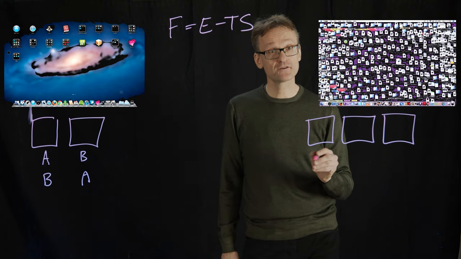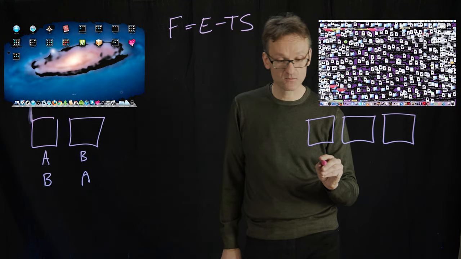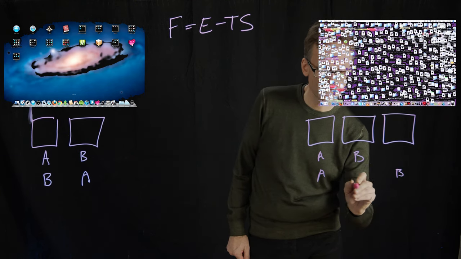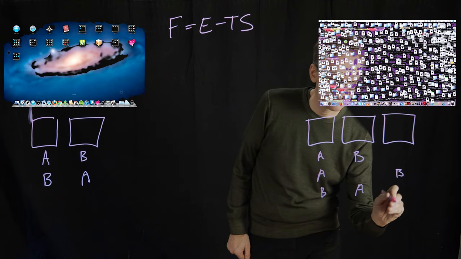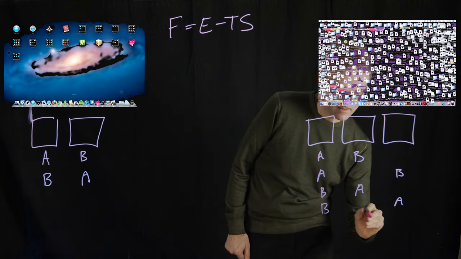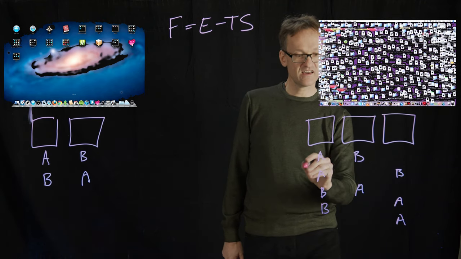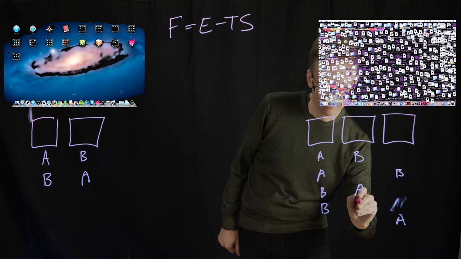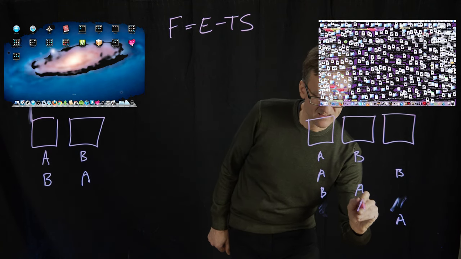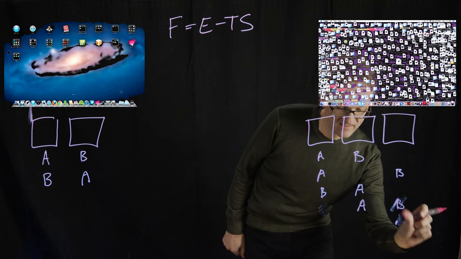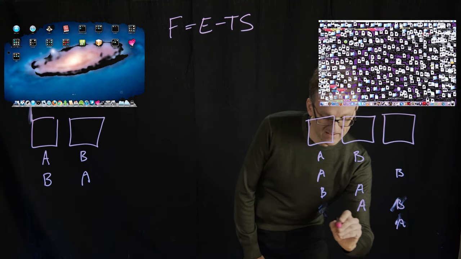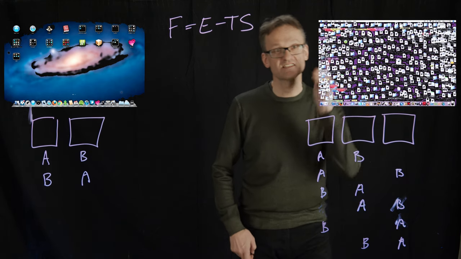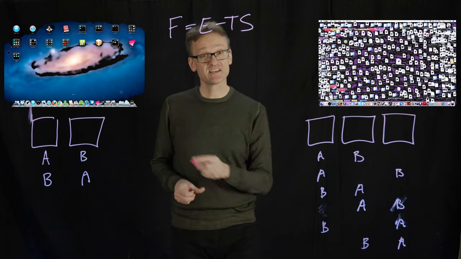If I'm going to place the same two letters here in the space that just has one more available position, I can do AB, and AB, and AB. No, sorry, I got that wrong. AB there, and then I can do AB. And A, B, 1, 2, 3, 4, 5, 6. Yes, that's right. So here we already have 6 states instead of 2.